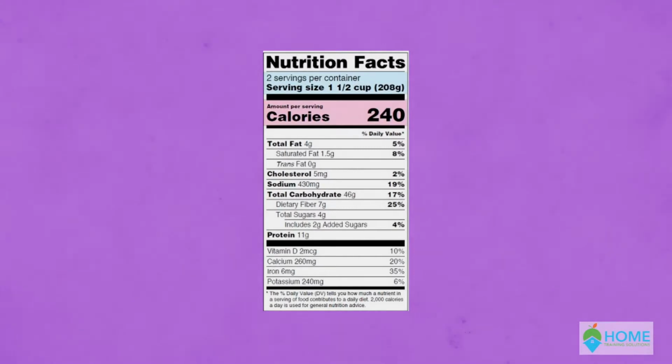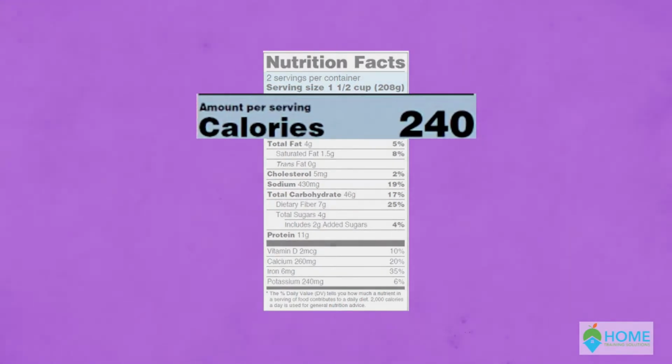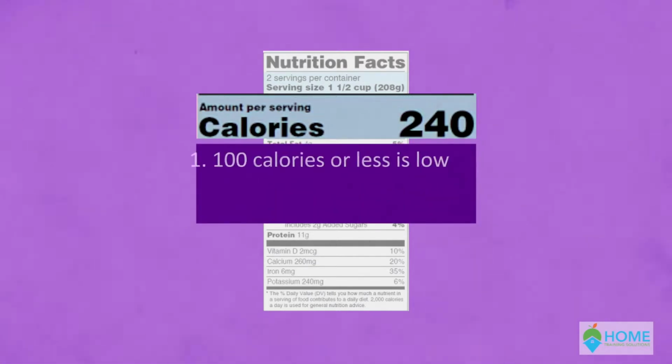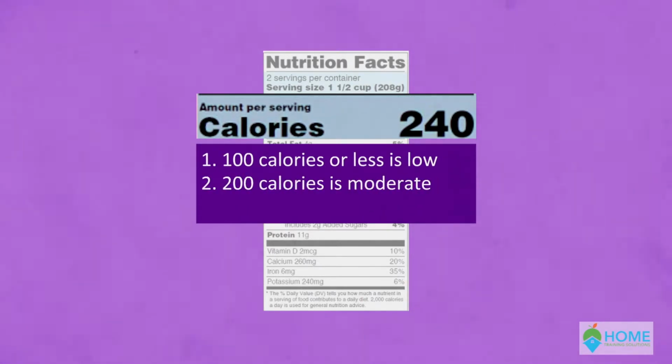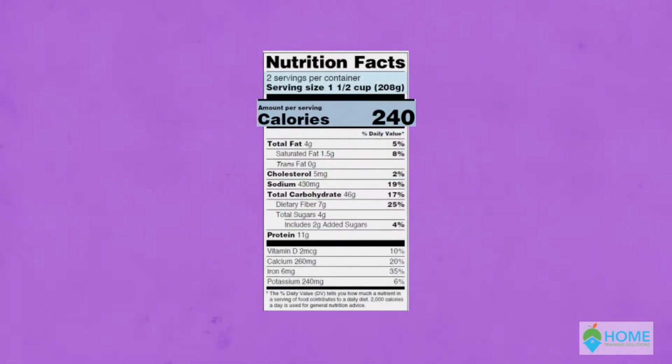Following the serving size, you will see calories. Again, the calories listed on the package is based on 1 single serving. The general guidelines for calories are as follows. 1. 100 calories or less is low. 2. 200 calories is moderate. 3. 400 calories or more is high.